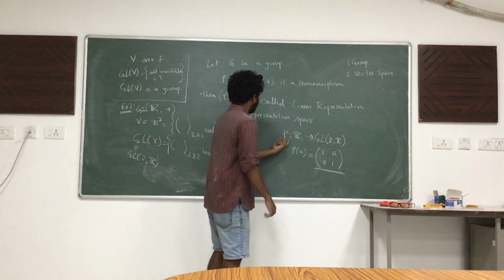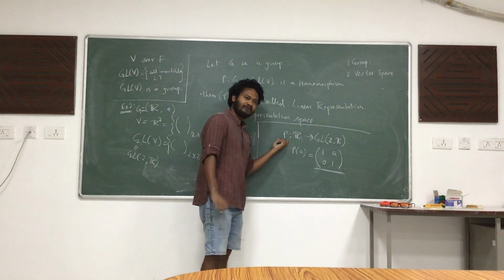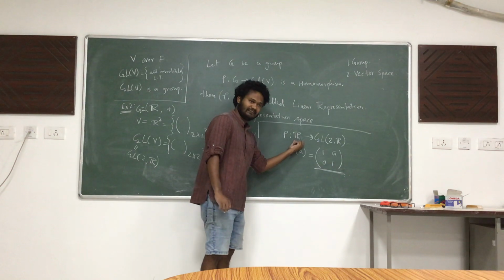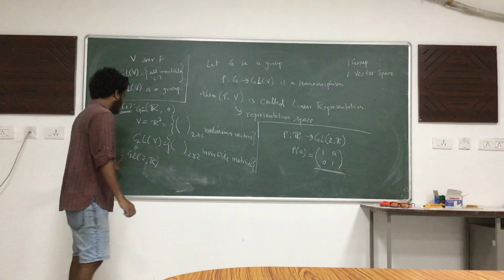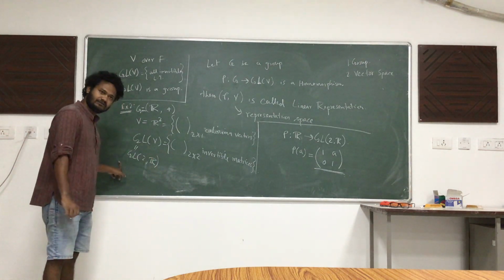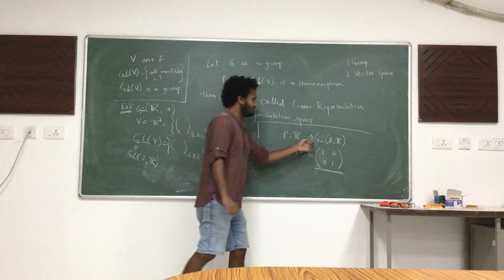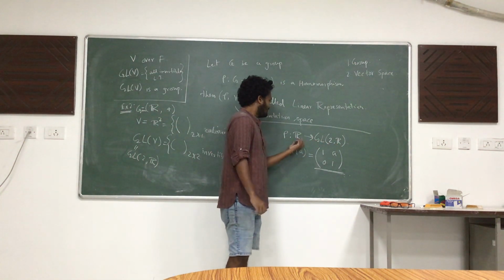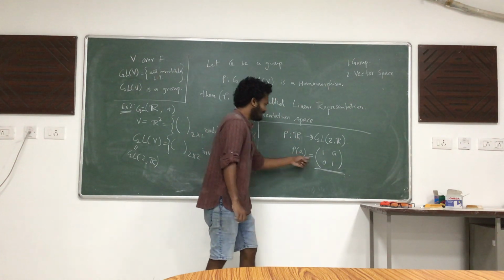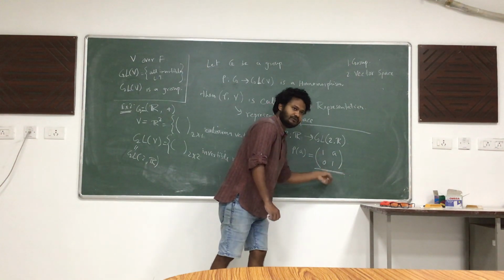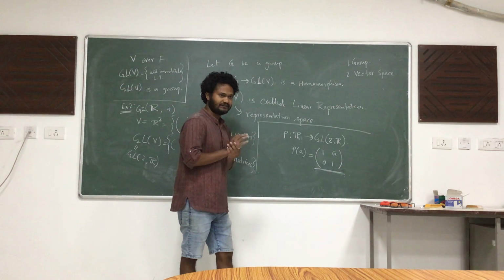So now, what I say is, let us say we have a map from the real numbers R to the general linear group of the two-dimensional vector space over R. So this is GL2R. And the map definition is it takes A and sends A to this 2 cross 2 matrix.